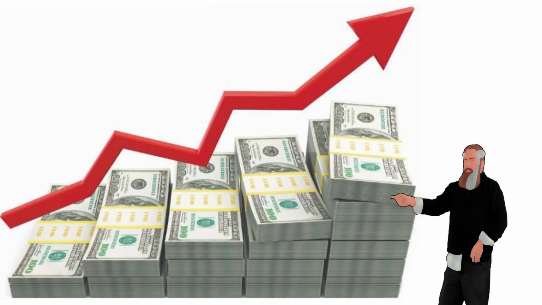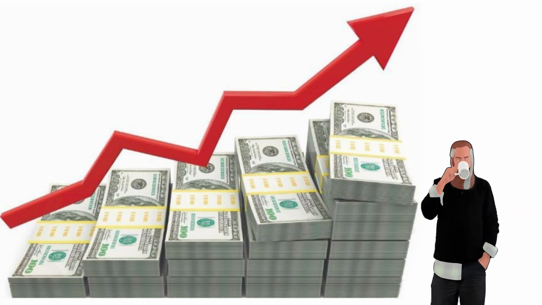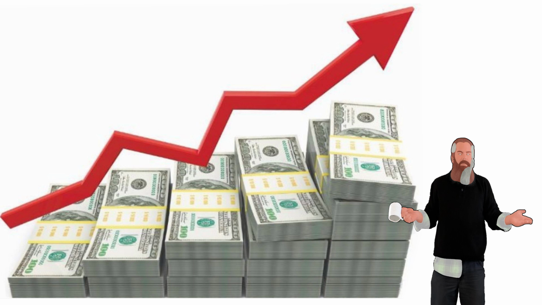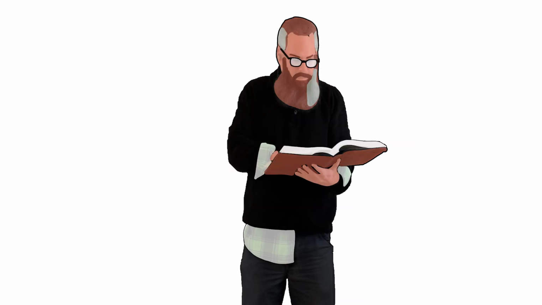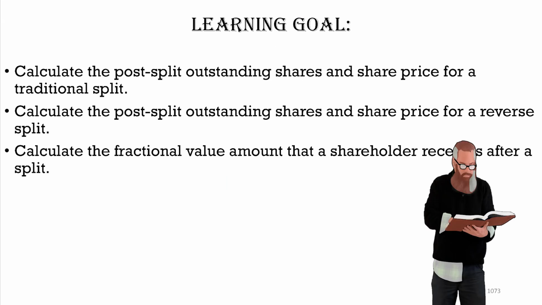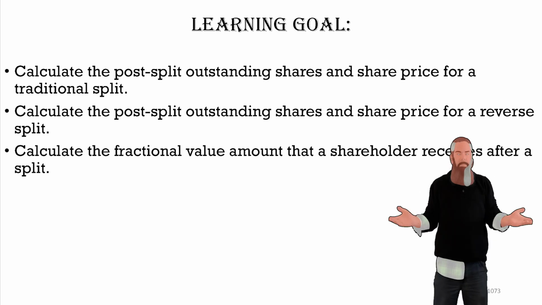The previous examples had shares that could be split into whole number amounts. In reality, this may not be the case. Often a split would create a fractional part of a share. In other words, there is less than one share remaining. When this happens, the corporation buys the fractional share at the current market price. Now, let's calculate the fractional value amount that a shareholder would receive after a split.